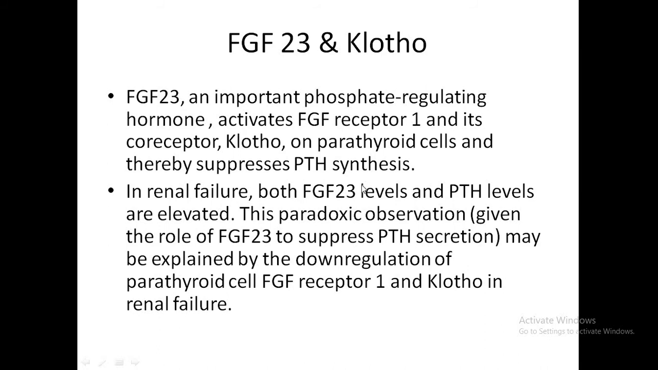In renal failure, both FGF23 and PTH levels are elevated. So you might wonder why, when the FGF23 is elevated, the PTH is also getting elevated. This is because there is downregulation of parathyroid FGF1 receptor 1 and Klotho in renal failure. So even if the FGF23 is elevated, it cannot act on the FGF1 receptor, and hence it cannot suppress the PTH synthesis. So even though the FGF23 is elevated, the PTH also will get elevated because it cannot act on the receptor.